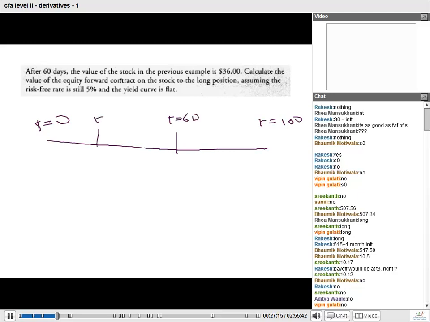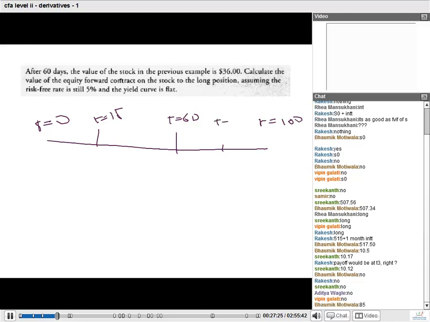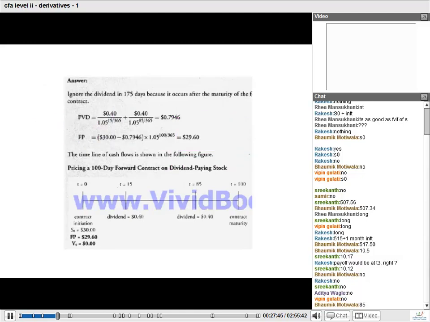First dividend payment happened at t equal to 15. Second payment was supposed to happen at t equals to 85. So the first has already been received. The second dividend payment of 0.4 is still pending. And now the stock has moved up to 36. We entered the forward at a price of 29.6.